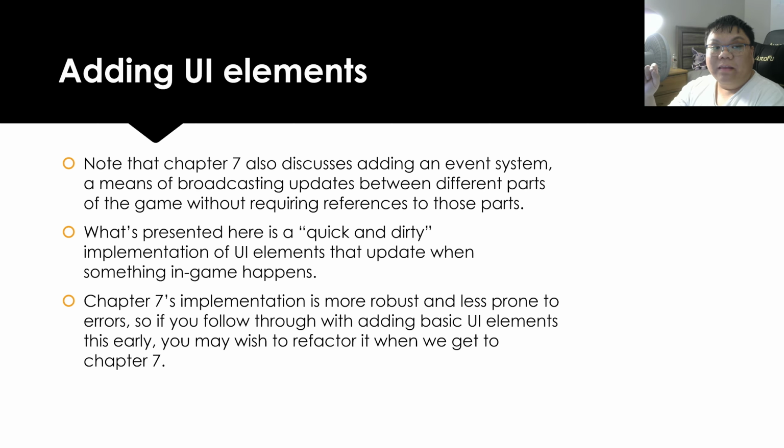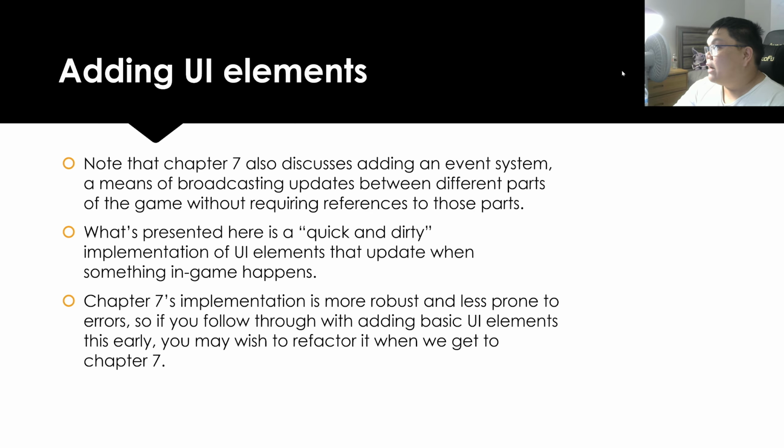If we implemented a UI in the way I show here, you risk having null reference errors, which is something that is avoided entirely if we use an event system. So what I'm showing is a quick and dirty implementation of UI elements that we can update. It's not the best implementation, but it is just enough to get started with making some basic UI elements. But by the time we get to Chapter 7, you might want to refactor that code so it uses an event system instead.